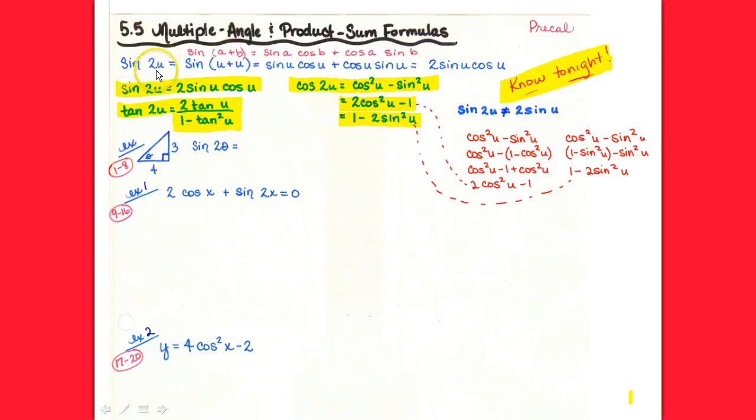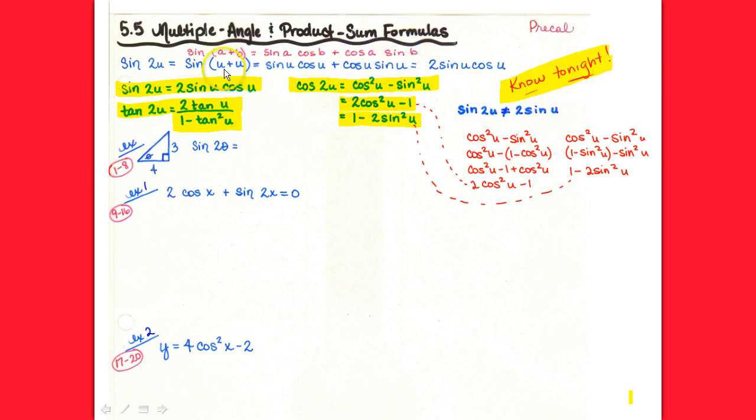Sine 2u is literally just the sine of u plus u, right? That'd be sine 2u. We already know a sine addition formula. Our sine addition formula is sine a plus b is sine a cosine b plus cosine a sine b. Sine, cosine plus cosine sine is the succinct way that we've been saying it.